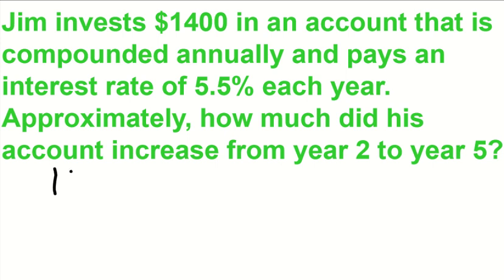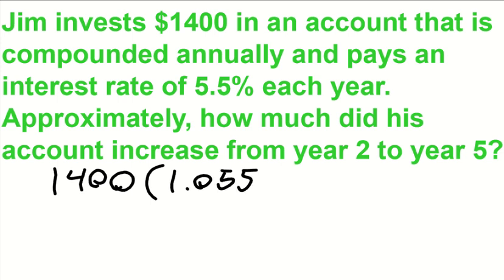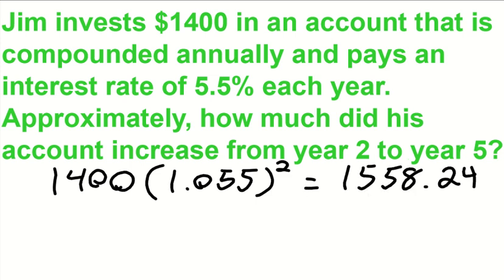So basically we got 1,400 times 1.055, because we add it to 100 for the increase, to the second power for year 2. That gave us about $1,558.24. Okay? We do the same thing for year 5.